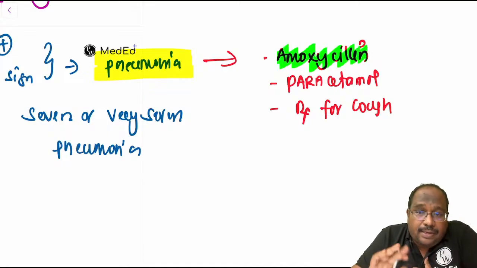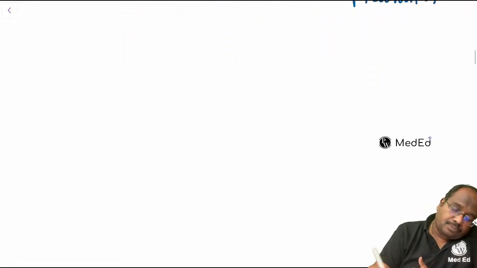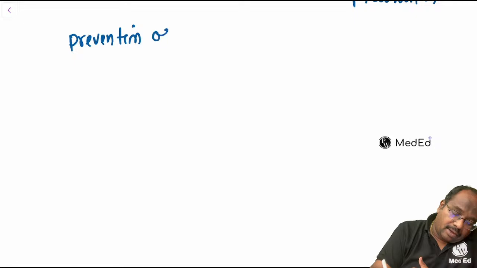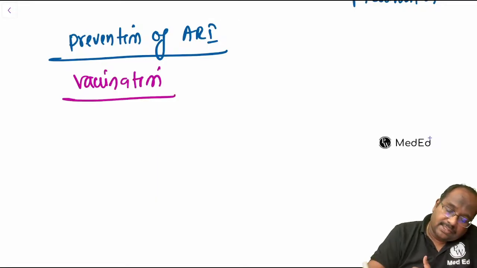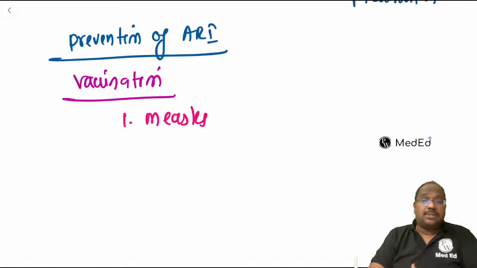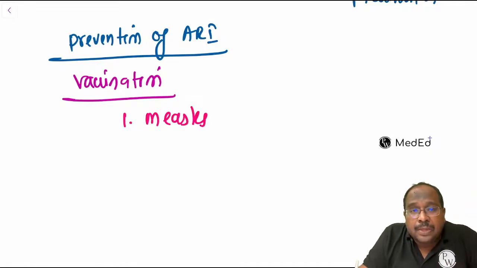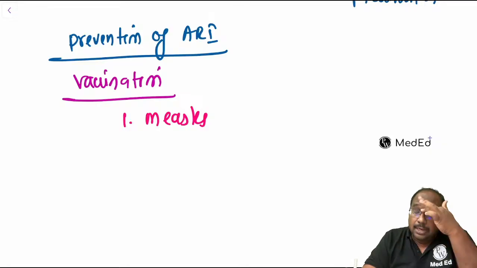Now, how will you prevent it? Diagnosis we have made, treatment we have said. So how will you prevent it? Prevention of ARI, acute respiratory infection. One is vaccination. The most important thing is vaccination. What are the vaccines? Measles. The most dangerous complication of measles is pneumonia, guys, and the most common cause of death.